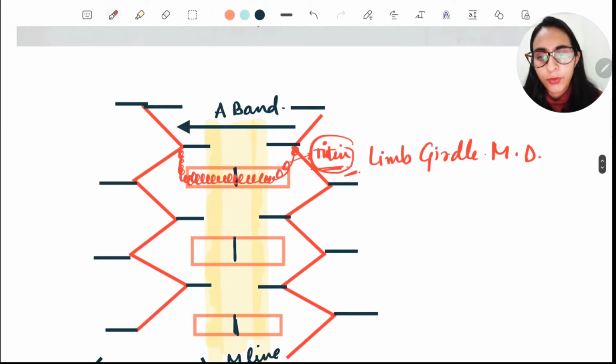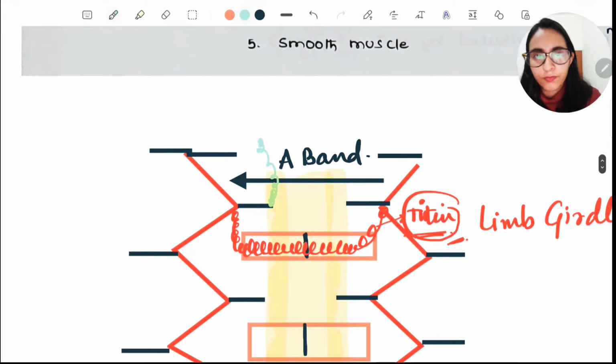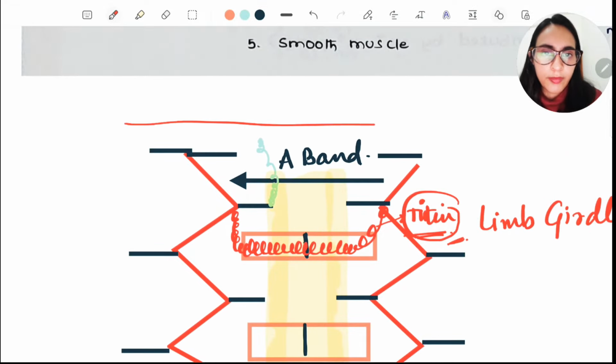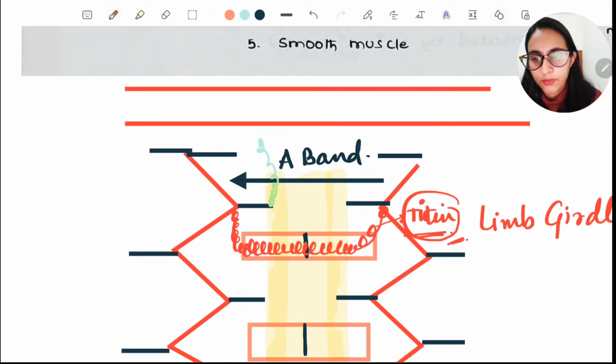There is another protein which is known as dystrophin protein. Dystrophin protein is present between the thin filament, so it is connecting the thin filament to the sarcolemma. Here we have the sarcolemma. In the sarcolemma we have sarcoglycan protein, and we also have dystroglycan protein.